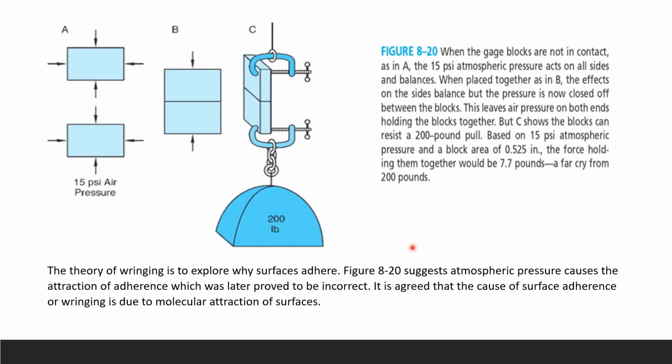So the theory of ringing is to explore why surfaces adhere to each other. Here in this picture, you can see the atmospheric pressure, the ATM. We're all subjected to that pressure outside as long as we are stuck to the planet. It was thought to cause the attraction and adherence, which was later proved to be incorrect. So it is agreed that the cause of surface adherence, or ringing, is due to molecular attraction of surfaces.